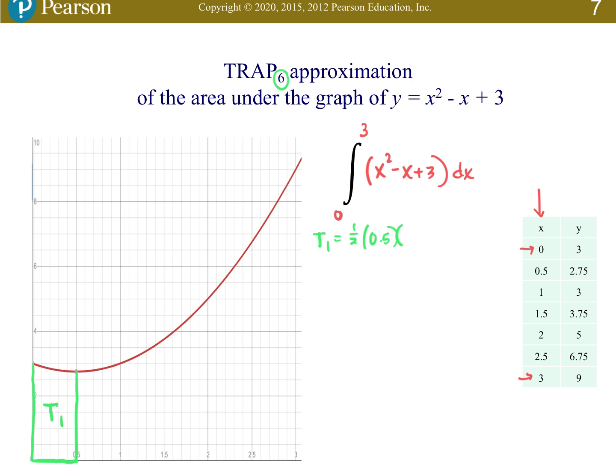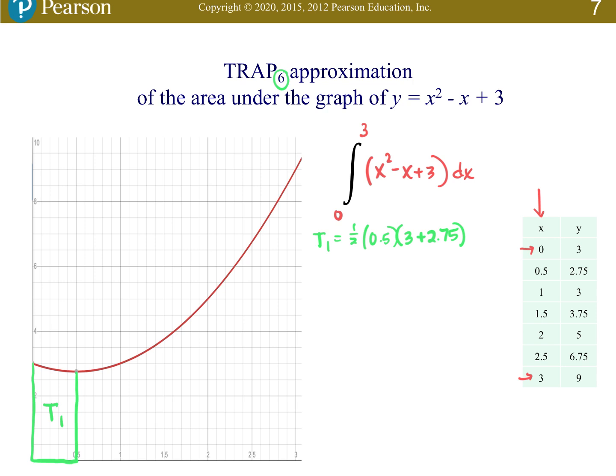And the two heights, the taller one and the shorter one, remember you've got the table to use here. If you don't have a table, then you're going to estimate as best you can using the grid lines on your graph. We have a table given to us right now, so that would be 3 is the taller height, and then 2.75.